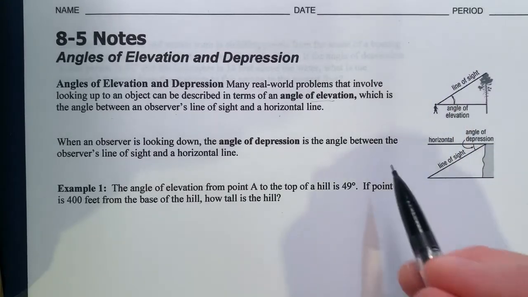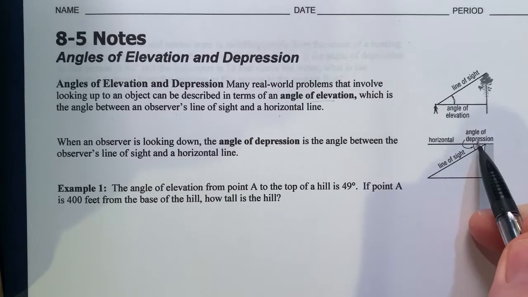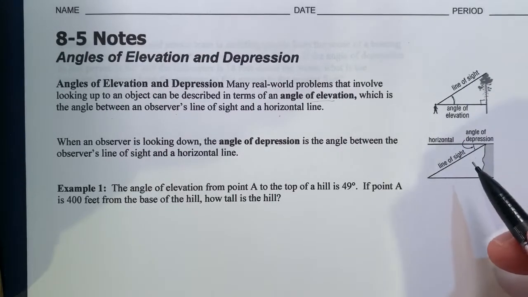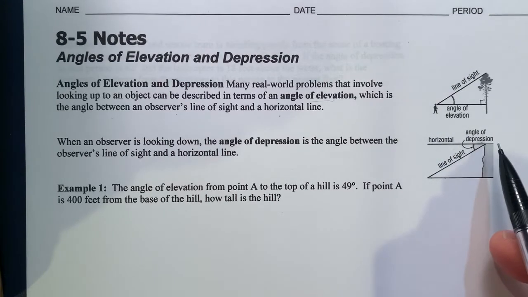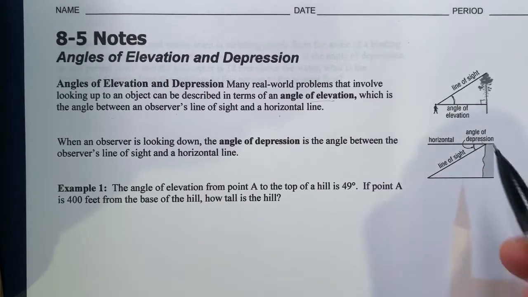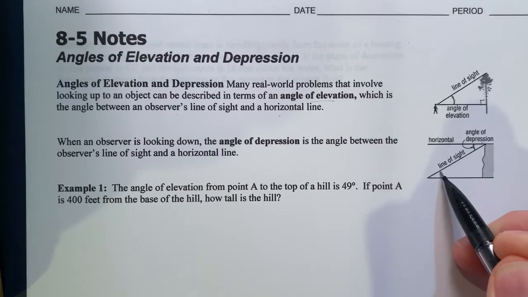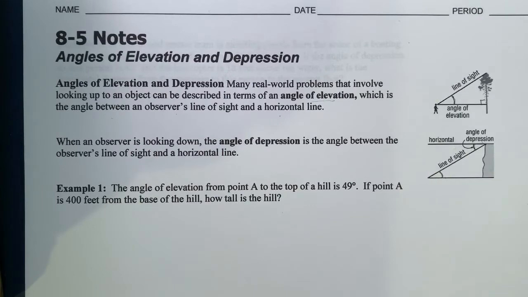Angle of depression, again, it's from the observer's line of sight looking down, but it's with respect to the horizontal, all right? So you can see up here, this forms a right triangle, okay? Down here, the angle of depression is not inside the triangle, but because it's with respect to the horizontal, and we know that if parallel lines are cut by a transversal, then alternate interior angles are congruent. So this angle and this angle are congruent. Those are the same thing. So now that angle is inside the triangle. That's going to help us with some of the problems we're looking at.